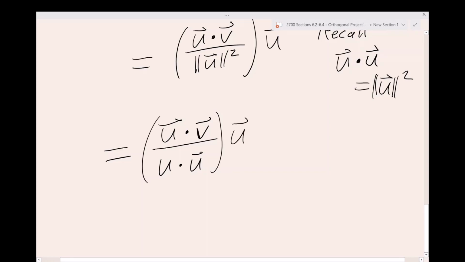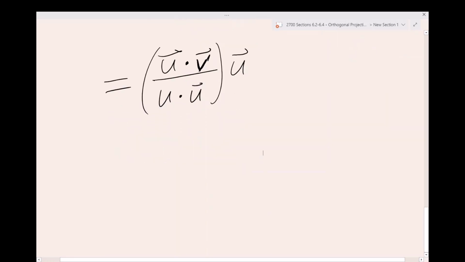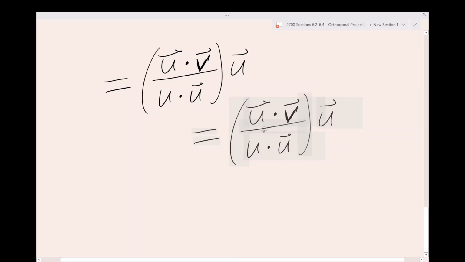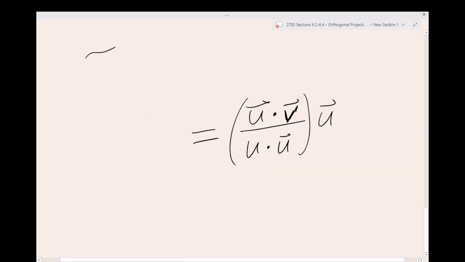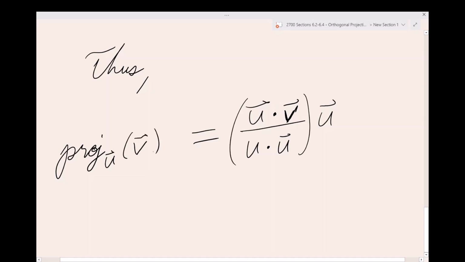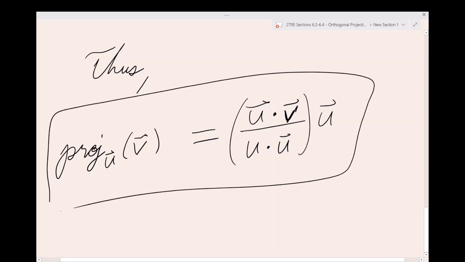And this one here is supposed to be the v. So let's save that. It's a very important formula. So let's say thus the projection onto u of v is that. I take u dot v divided by u dot u, and then I use that number to scale u.